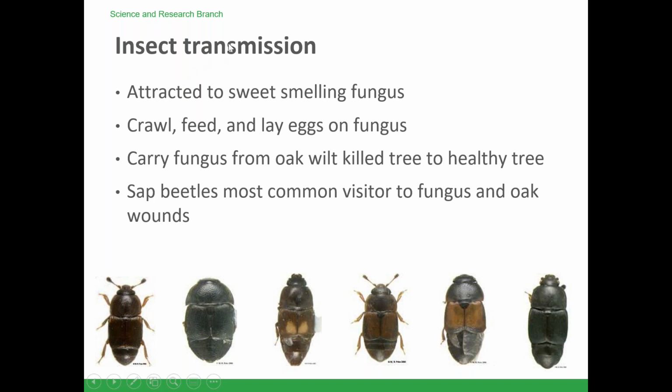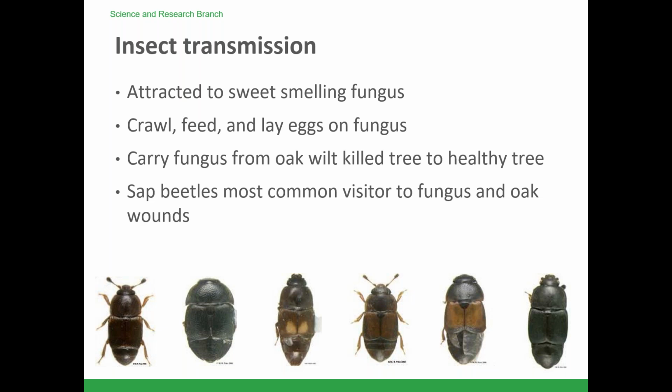The most common vector of the oak wilt fungus are nitidulid beetles. They're also called picnic beetles or sap beetles. They're attracted to that sweet smell, and they're attracted to fruits and other things that smell sweet as well. You can often find them in your gardens as a pest. They crawl, feed, and lay eggs on the fungus. When they become contaminated with the fungus, they leave the diseased tree, and they are also attracted to wounds on healthy trees, and that's how the transmission of the disease occurs.